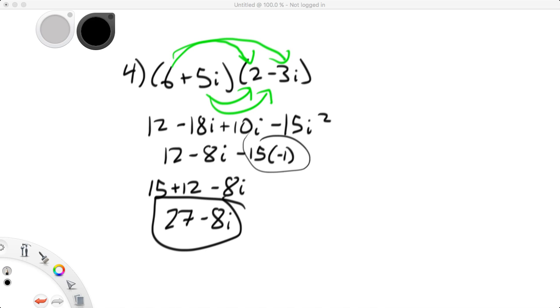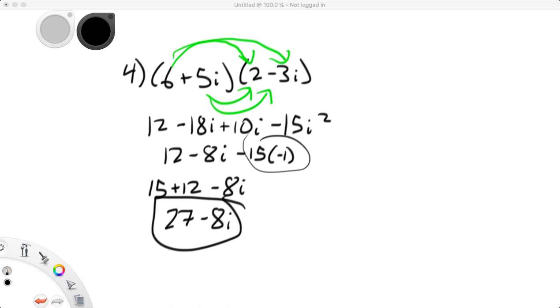6 times 2 is 12. 6 times negative 3i is negative 18i. 5i times 2 is plus 10i. And 5i times negative 3i is minus 15i squared, because i times i is i squared. These combine, my like terms, so I've got 12 minus 8i. And then it's going to be minus 15 times what? Negative 1. Correct. These are going to be multiplied. That's going to be positive 15.